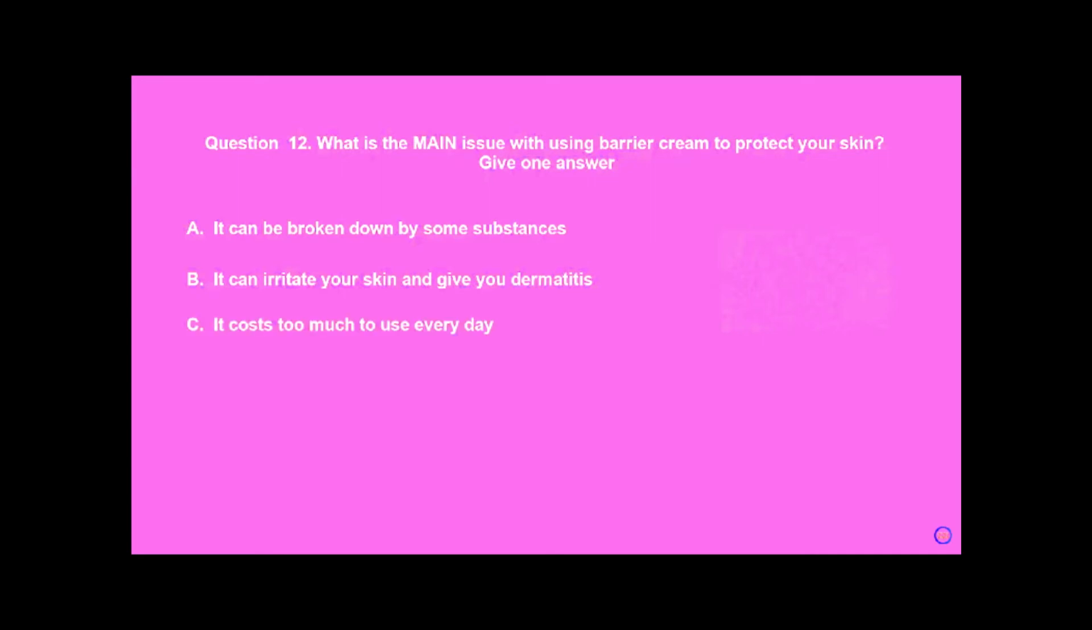Question 12. What is the main issue with using barrier cream to protect your skin? Give one answer. A. It can be broken down by some substances. B. It can irritate your skin and give you dermatitis. C. It costs too much to use every day. D. It is difficult to wash off. The correct answer is A. It can be broken down by some substances.